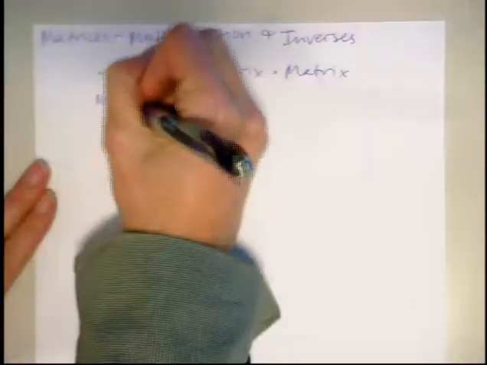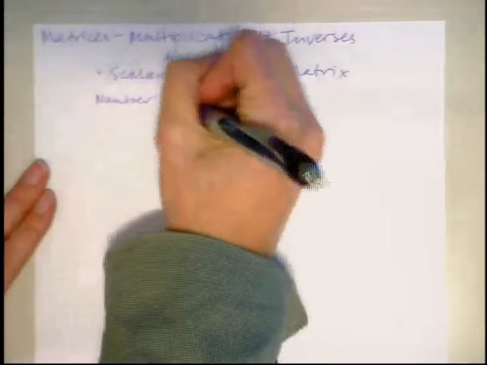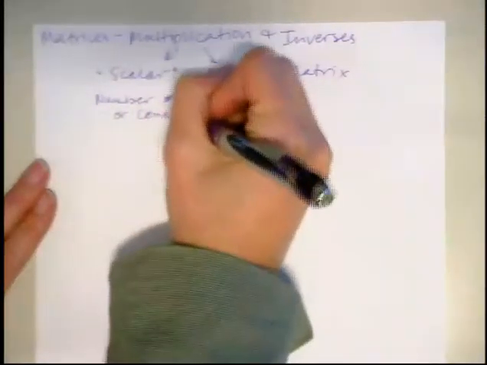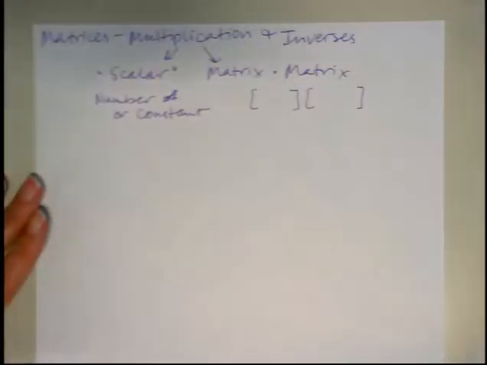A scalar multiple, a scalar is just a fancy way of saying a number or a constant. Just a good old number that we want to multiply a matrix by. And then a matrix times a matrix, that's where we have two arrays of numbers of compatible size, and we'll talk about that we're going to multiply together in a certain way to get the correct entries. Let's go ahead and start with scalar.